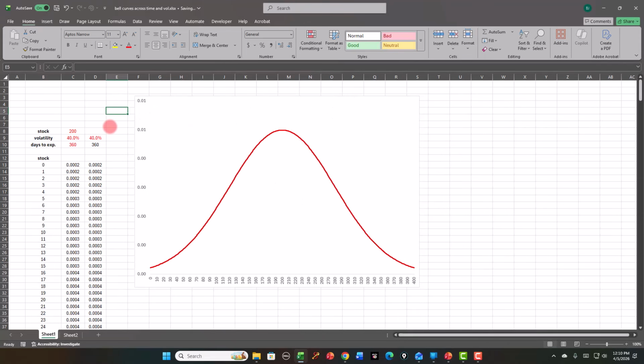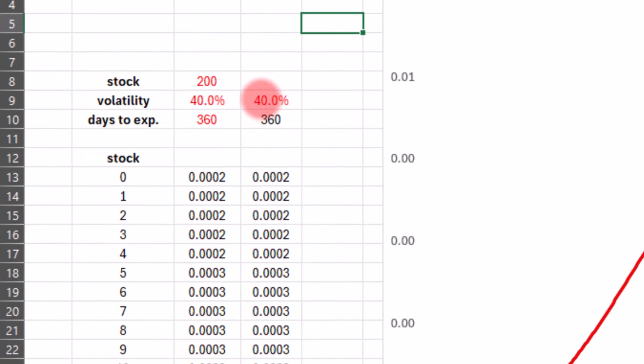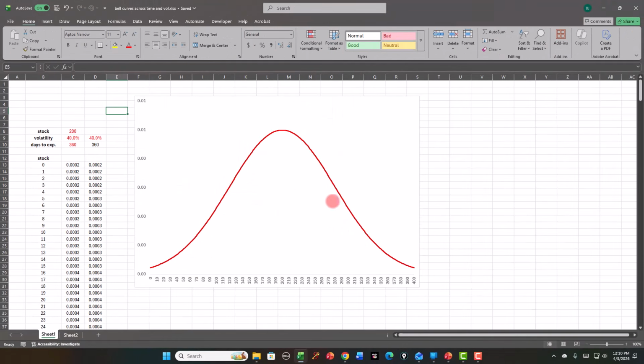So now we're into an Excel spreadsheet, and what I've done is I've created a stock at 200, and I did that just so we could get these tails to come all the way down here to 0. We have 40% volatility, and both curves have 360 days to expiration. That's why we're only seeing the one red curve, because they're both identical.